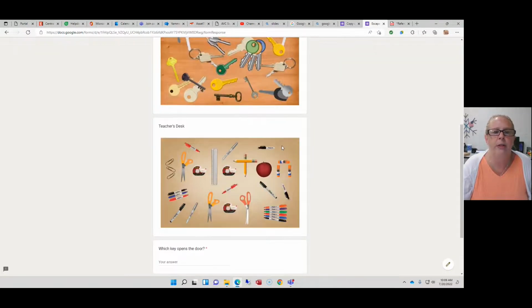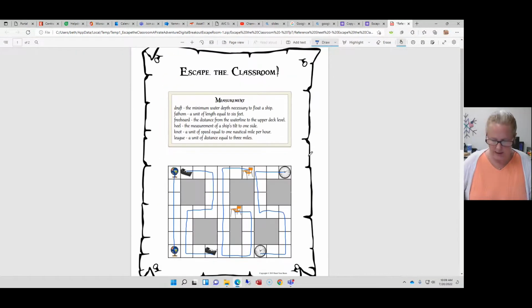Which key opens the door? So can you see by looking? Which key opens the door? Looking through all my papers here. Okay, let me go back to this reference sheet because, okay, so it's just these two.